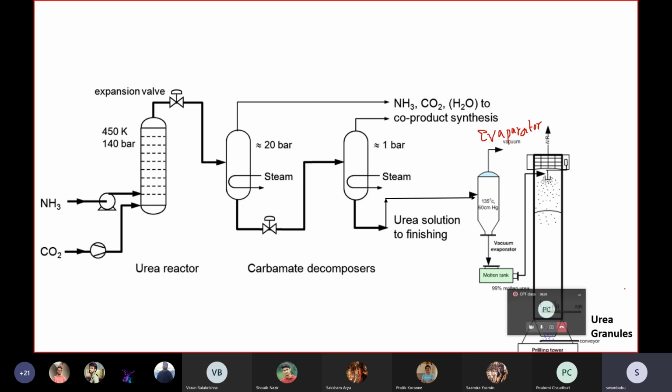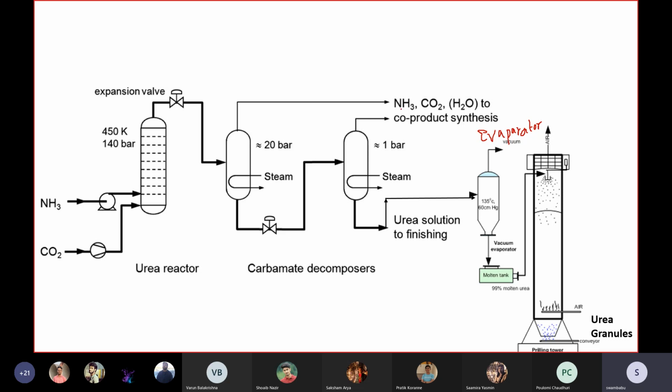Then it is introduced into the prilling tower, which I have explained in the last class. A typical prilling tower looks like a shower of liquid, like the spray jet of a shower. Through the spray jet, small liquid droplets of urea fall from the top. Air is supplied, heat transfer takes place between the cold air and the hot urea droplets, and solidification of urea granules takes place. That way you get the urea granules.